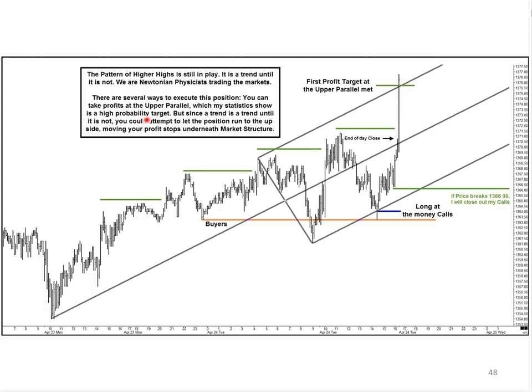There are several ways to execute this position. You can take profits here at the upper parallel, which is perfectly logical. This is Andrews 101, which my statistics show is a high probability target. But since a trend is a trend until it's not, you could attempt to let the position run to the upside, moving your profit stops underneath market structure, which is how I chose to play it.